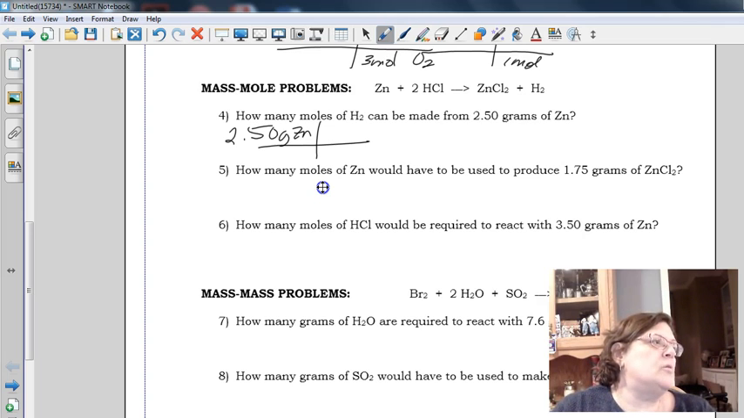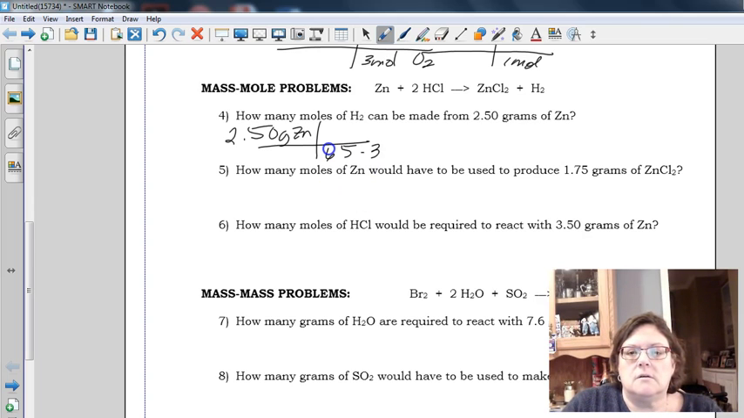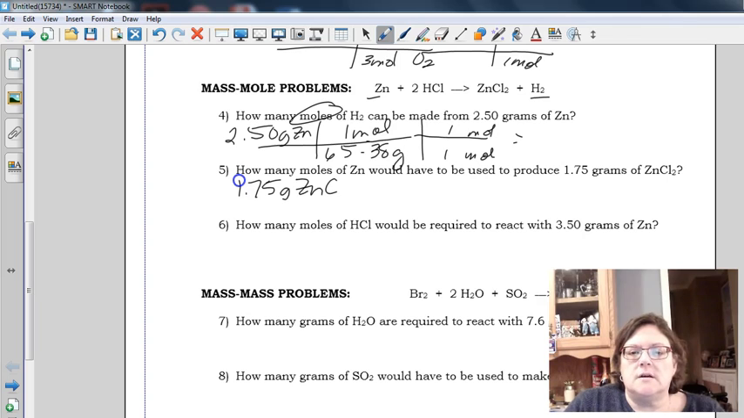Okay, Google, what's the molar mass of zinc? The atomic mass of zinc is about 65.38 atomic mass units. All right. The ratio of zinc to hydrogen is a 1-to-1 ratio, and we're solving for moles, so we stop there. The next one, 1.75 grams of zinc chloride.